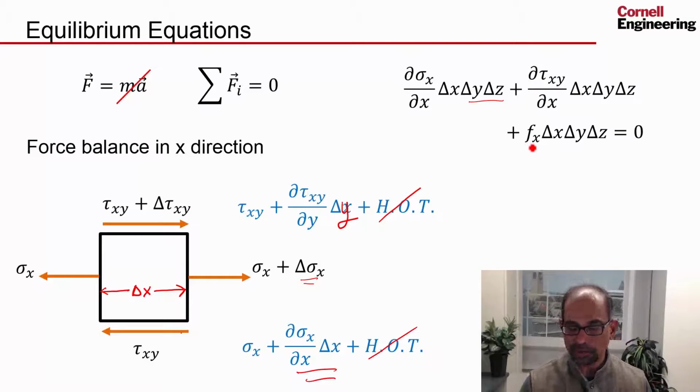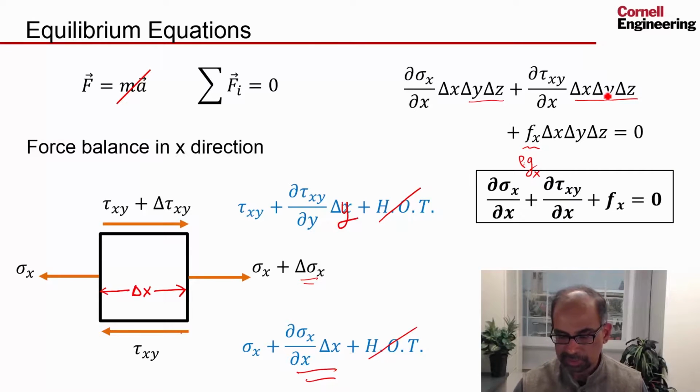I've also put in a body force here. This could be like gravity. If there was gravity in the x direction, you will have rho g x, the component of gravity in the x direction, times the volume. That'll give me the body force, which is proportional to the volume, and the force balance says that should be set to 0. Delta x, delta y, delta z is common throughout, and it's the volume of the element. So I can divide that through, and I'll get my final equation.